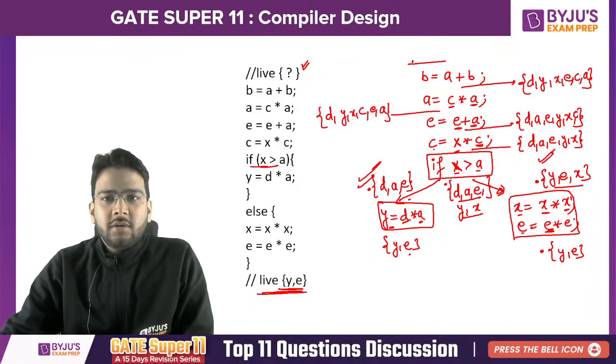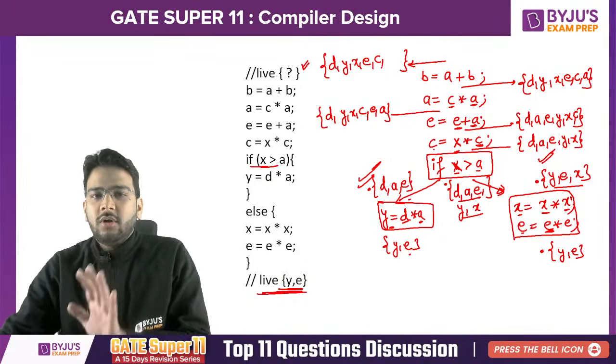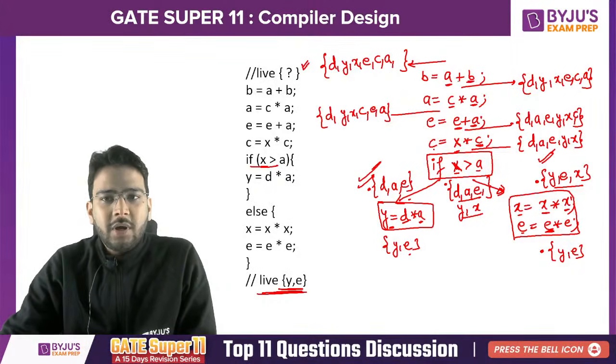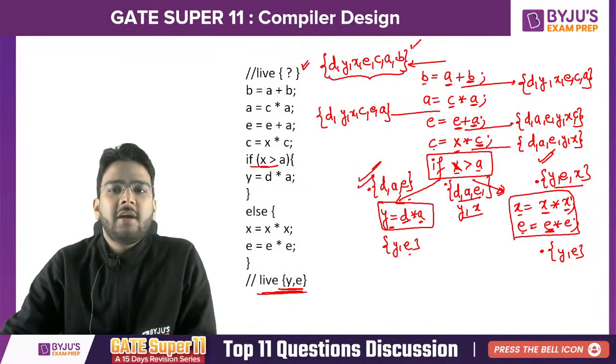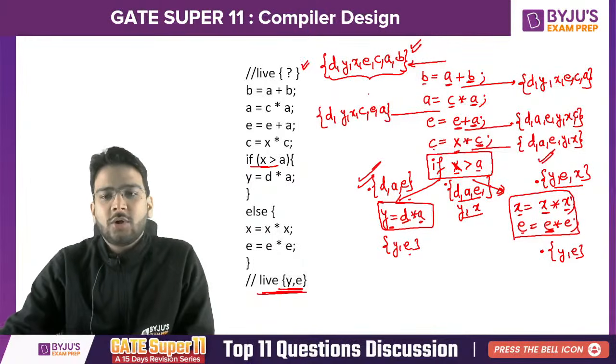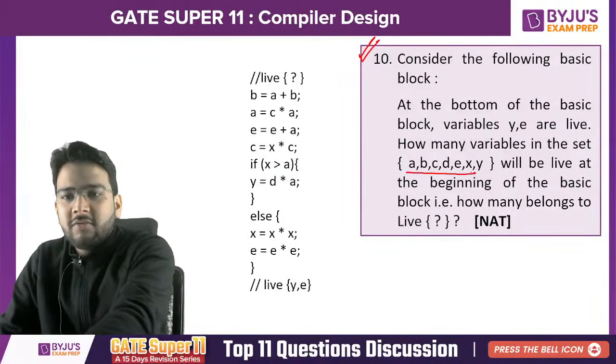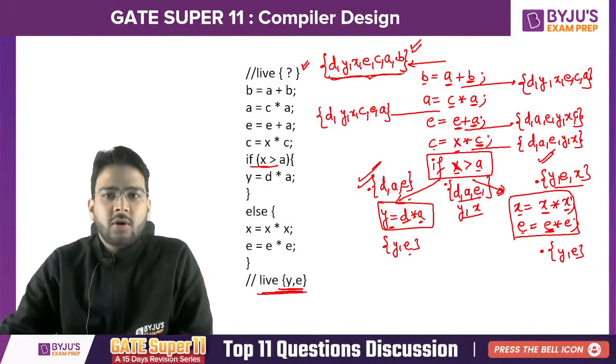And what about here, the beginning? How many live variables present? So D, Y, X, E, and C. This will already be there. Now, what about A? First we are reading A before writing, so A will be there. What about B? First we are reading, then we are writing, so B will also be. That means all the variables will be live at the beginning. All the given variables. So you can count all the variables here. These are the given variables, and you can see all these are given. So 1, 2, 3, 4, 5, 6, 7.